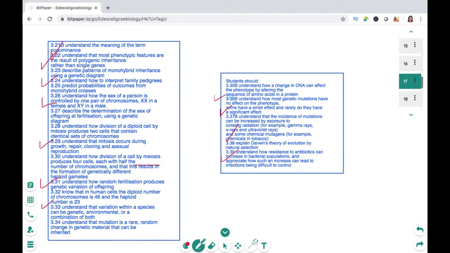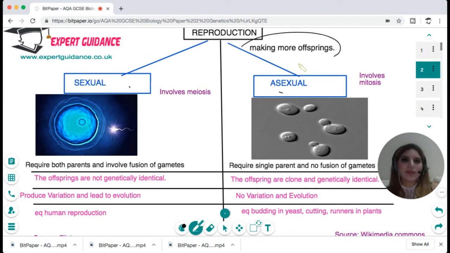Now this is a very important topic, and there are a lot of long mark questions often set in the exams from this unit. So I would recommend you to watch this video till the end, as we'll be covering all these topics and concepts one by one, and in the end we'll also look over some key terms of this topic. So let's begin. Now reproduction is making more offspring.